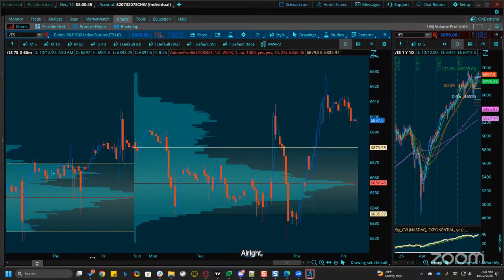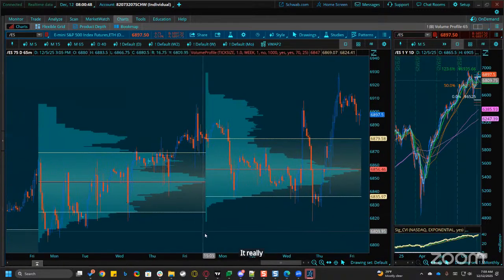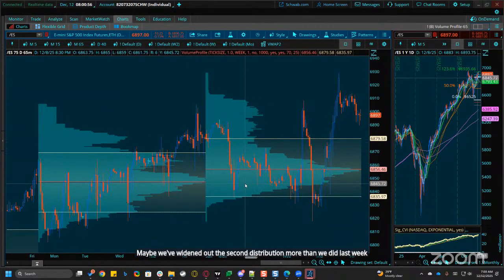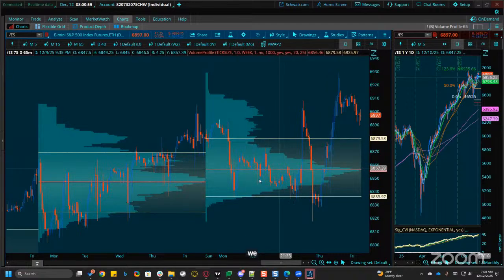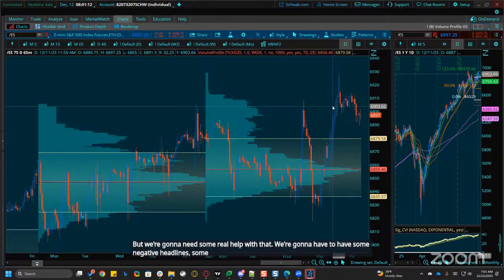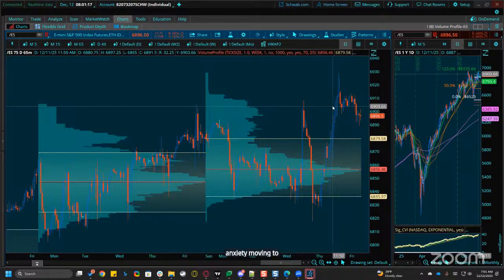All right, our distribution for the week, it really feels like a replay of last week. Maybe we've widened out the second distribution more than we did last week, but otherwise we had a tight consolidation and we're sitting above it, just like we did last week. Now we can break that on the downside and fall back down. We could, but we're going to need some real help with that. We're going to have some negative headlines, some gotcha news, shock and awe, something that really gets the market's anxiety moving to get us below that level today, right? Because this is this week's level. Next week, we got next week's problems.